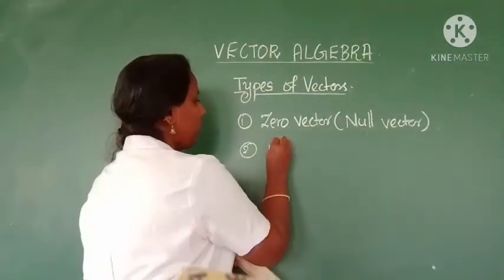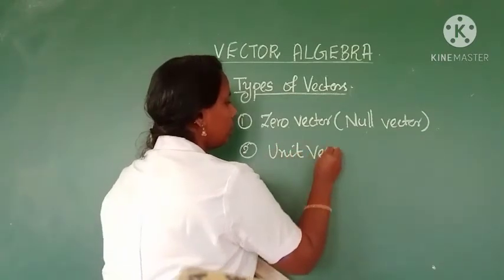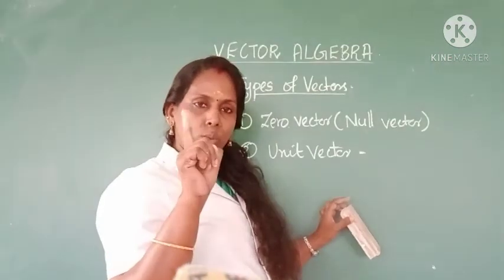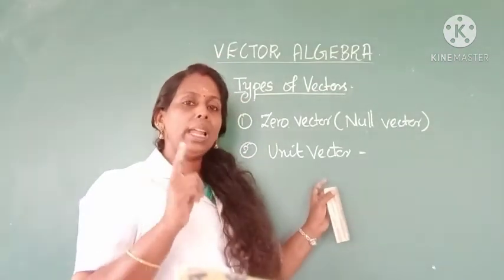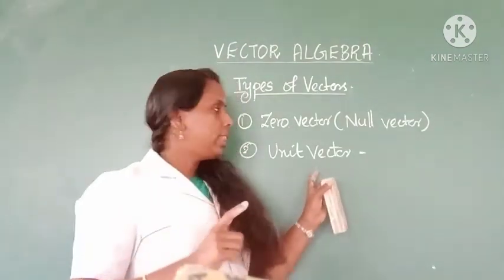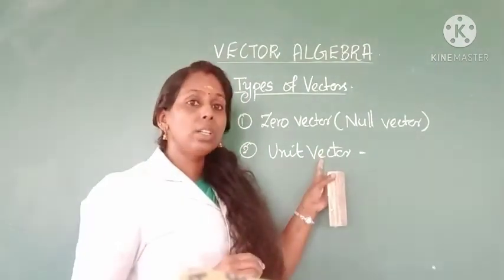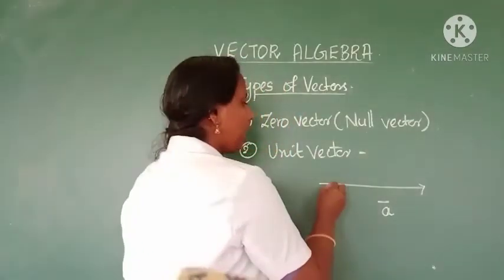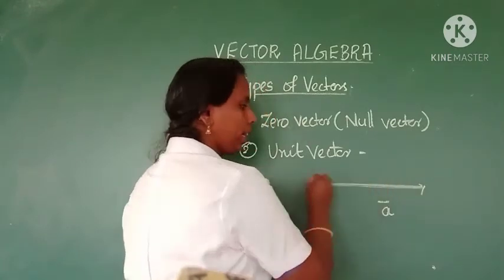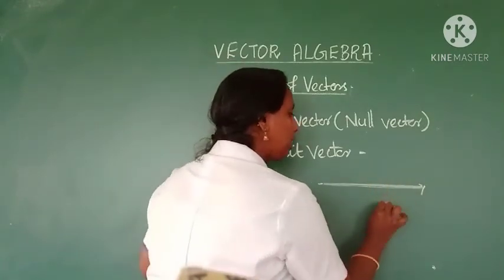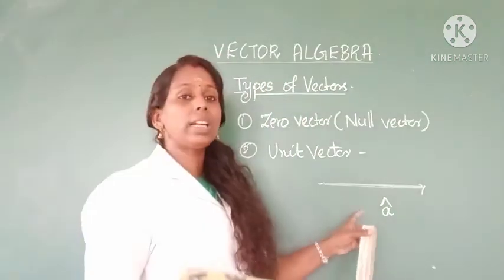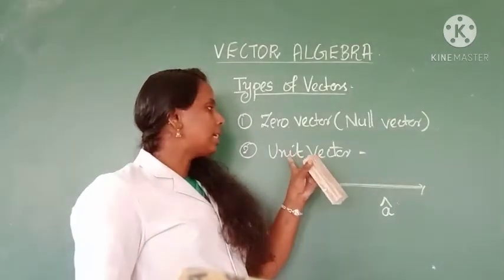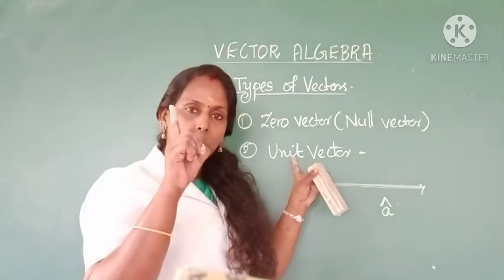Now the second type is the unit vector. A unit vector means any vector having magnitude equal to 1. If the magnitude, the length of the vector, is 1, then that type of vector is known as a unit vector. Suppose we have a vector a, and there is a unit vector along this vector, then we represent it as a cap. Unit vectors are denoted by a cap, and the magnitude of such unit vectors is equal to 1.